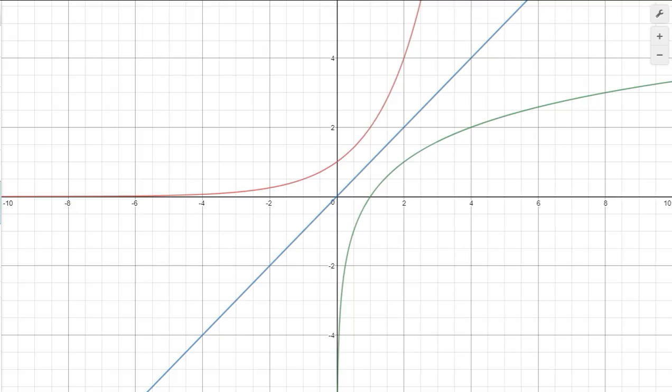So that's all you have to do for looking at a graph and seeing if it has an inverse function, and also just a brief overview of how you would create an inverse graph based on the original graph.